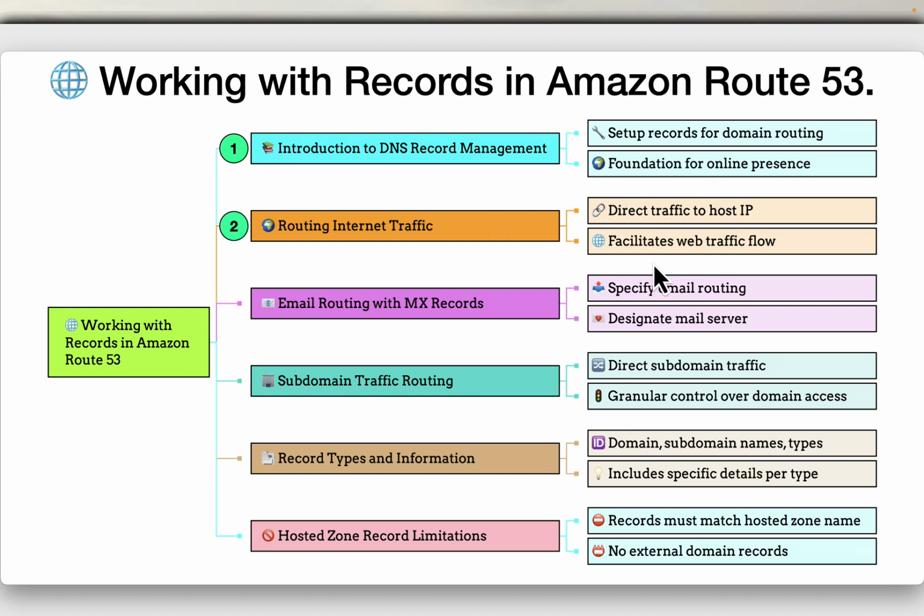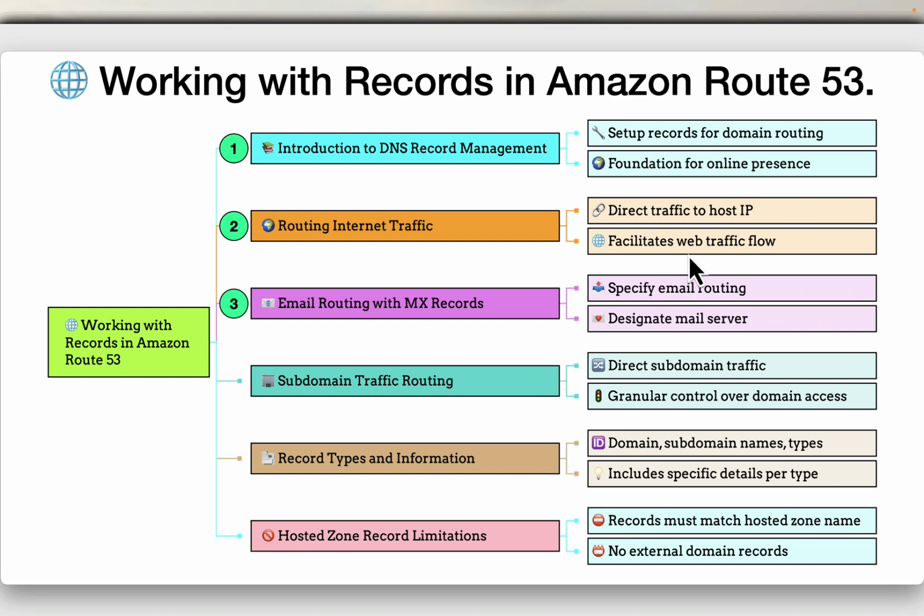Second, routing internet traffic. So you can configure records to direct internet traffic for your domain to the IP address of a host within your data center. Also, this option is also the elastic IP, which I talked about. Or there are some more options as well, like load balancer and all.